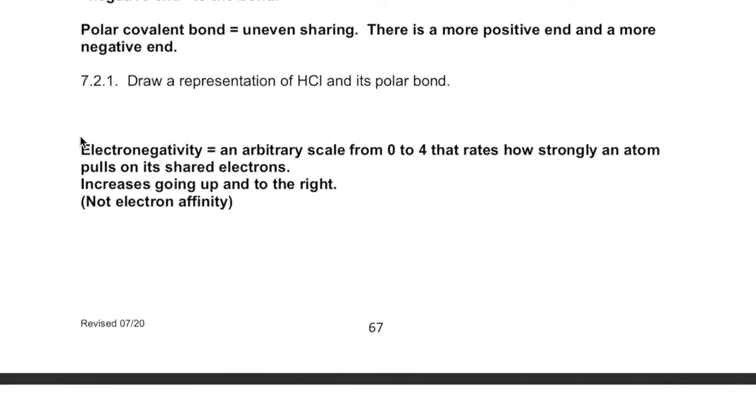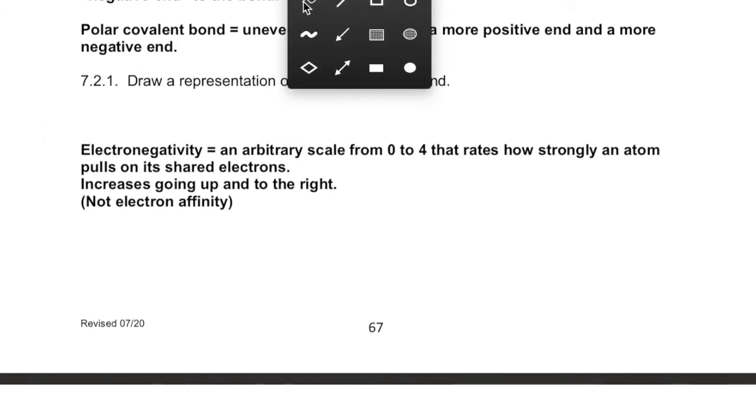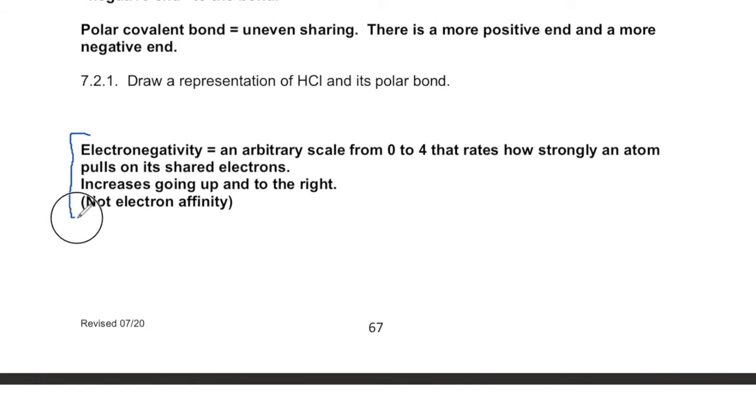How do we know how strongly a certain element is going to pull on the electrons? That property is something referred to as electronegativity. It increases going up the periodic table and to the right of the periodic table. It is not the same as electron affinity. It is just the attraction that an element has towards the electrons that it is sharing with other elements.